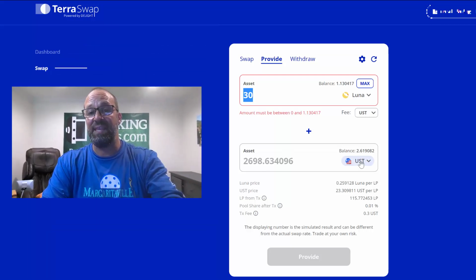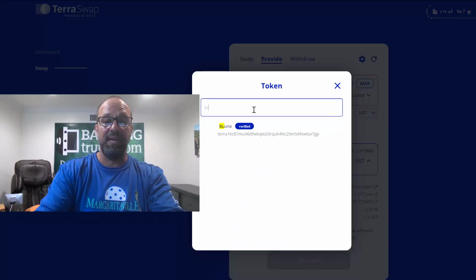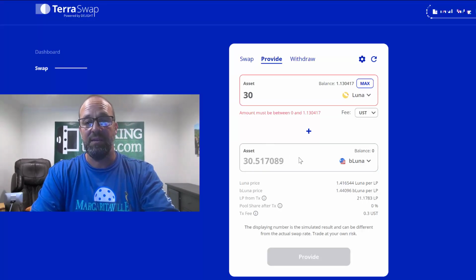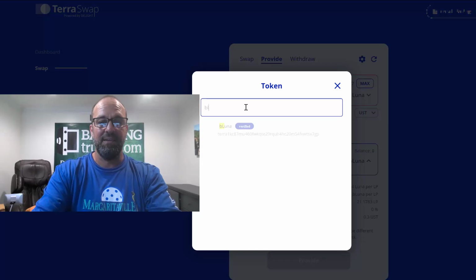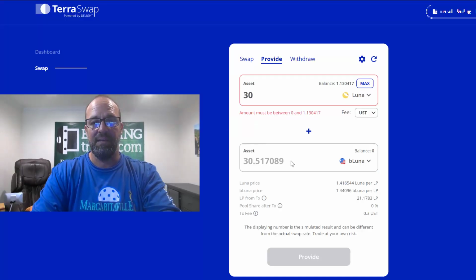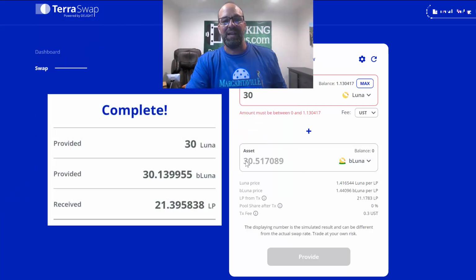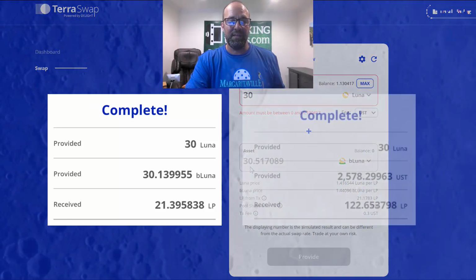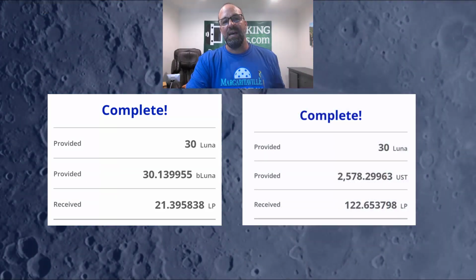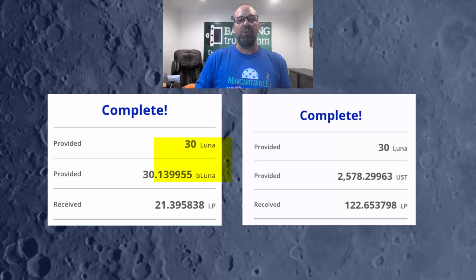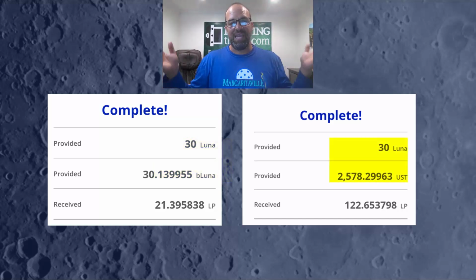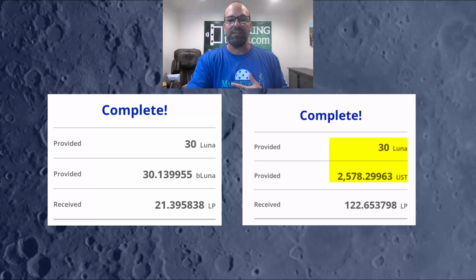And then after I provide this, I actually provided 30 Luna and the corresponding number of bLUNA. Now it wants to look like bLUNA. Back then I provided 30 Luna. It wasn't quite this much. There's a little bit more of an arbitrage here. So now you have to provide 30.517 bLUNA. If I go back to the time, you can see I provided 30 Luna and 30.139955 bLUNA. And again, 30 Luna and 2578. And that got me all these LP tokens.